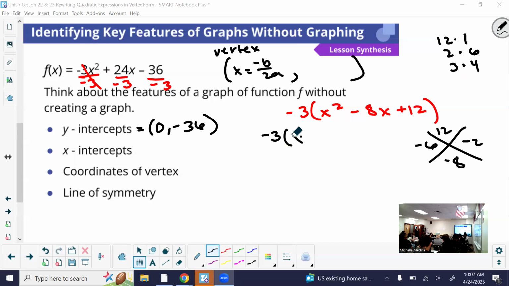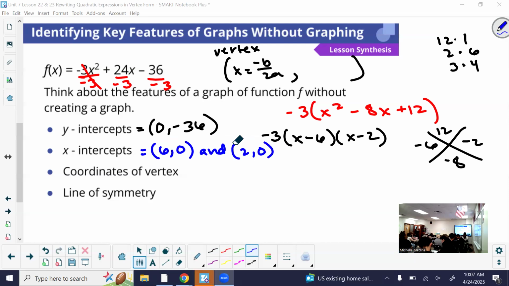All right, so my factor form looks like this at the moment. From this, you should easily be able to identify your x-intercepts. Table 4, what are my x-intercepts for this? 6 and 2. That's how you do it. If it's already in factor form, great. But if it's not, you'll probably want to put it in factor form to easily see that. Questions?